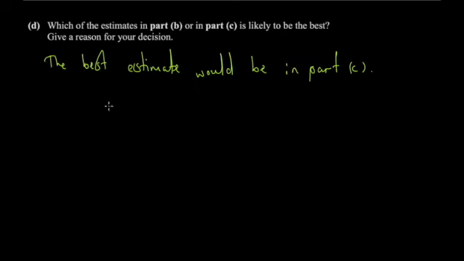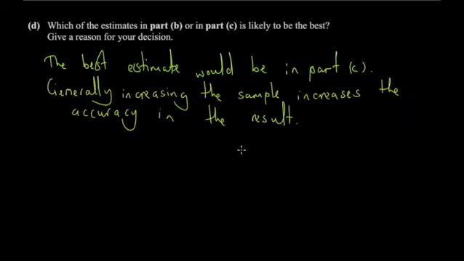Okay, so you have to explain the reason. So this is the reason. Generally when you increase the sample, you also increase the accuracy in the result. You're dealing with two situations where at one point you had a sample of 100, and in the second case you had a sample of 200. So if you have a sample of 200, your probability will be converging to the most accurate answer.